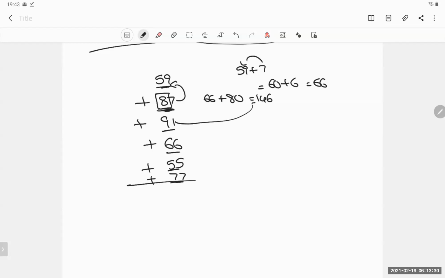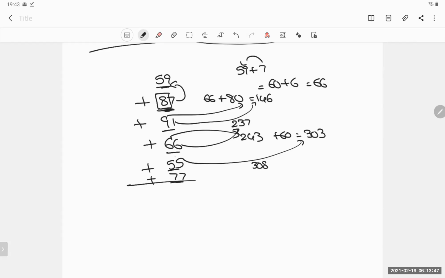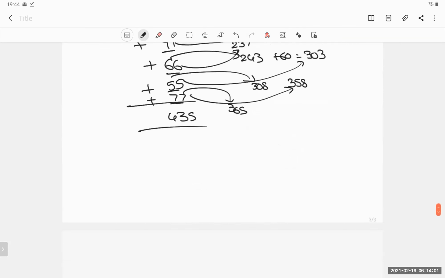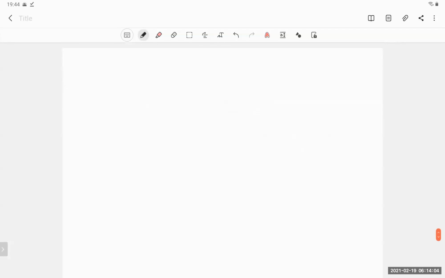Again, I'll add 1 to the units place. It becomes 147. Then I add 90 to 147. It becomes 237. I add the units place to this. 243. Then I add tens. 243 plus 60 is 303. Again, I add the units place. 308. Then I add tens. 358. Again, I add 7. 365. I add units, tens, 435. Yes. It might appear a little complicated, but with practice, you would find that this way you would be able to solve it faster than your traditional way of adding the units place, then the tens place.